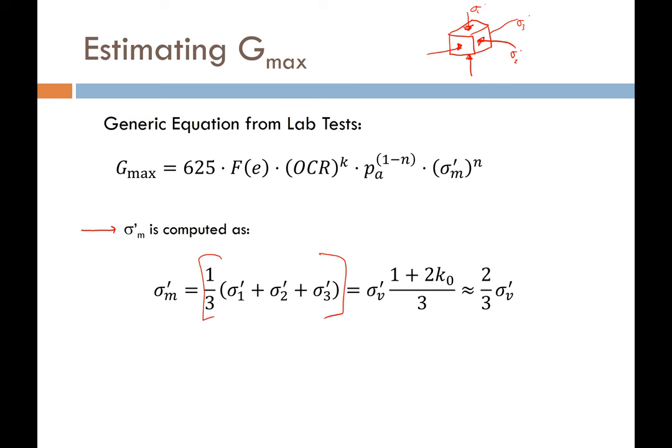Now, if we're assuming that sigma 2 and sigma 3 are equal, meaning that we don't have a plane strain condition, then we can write the equation this way, where you'll recall that K naught is equal to the horizontal stress divided by the vertical stress. And K naught is the at-rest lateral earth pressure coefficient.